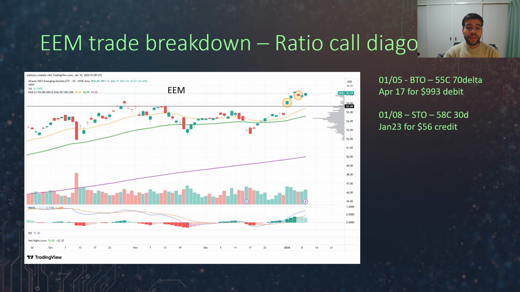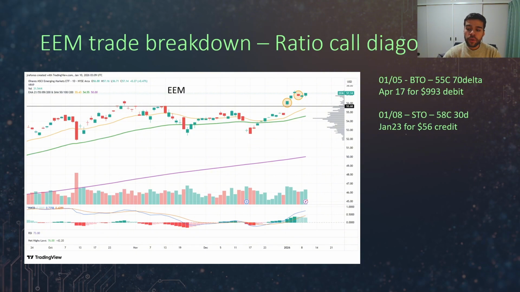I want to break down a trade that I currently have open a little bit into more details. So that's a trade in EEM, Emerging Markets ETF. On January 5th, EEM broke out of about a 3-month trading range where it was trading in between 52 and 55. I usually set an alarm for this type of situations when these products are trending in the range bound level. And you can see here, as it broke out, I entered in a position.